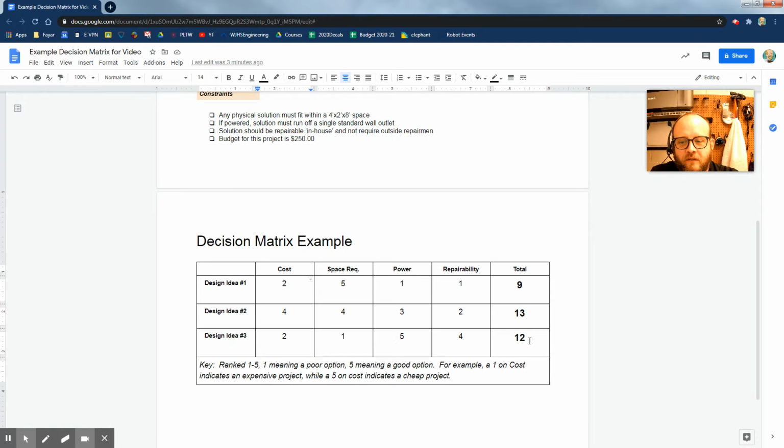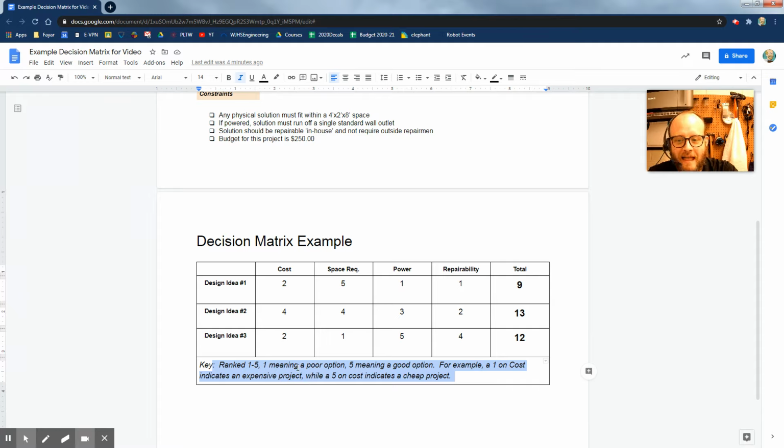Now, this is where the fact that you have to have a key is important. As long as these are consistent, saying, for example, in this case, that a low number means a poor option and a high number means a good option, it means that when you add these up, the highest result is the one that you should probably go with. So in this case, that was our design idea number 2. Obviously, this design idea, whatever it is, is not perfect, but it does do the most for us when it comes to meeting these criteria and constraints. This is why you make sure your key is always consistent and spell it out.